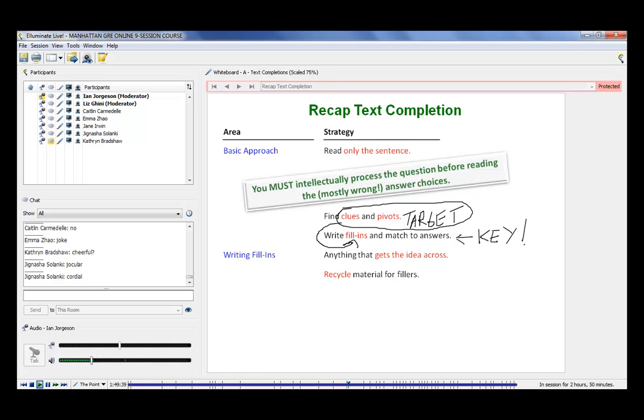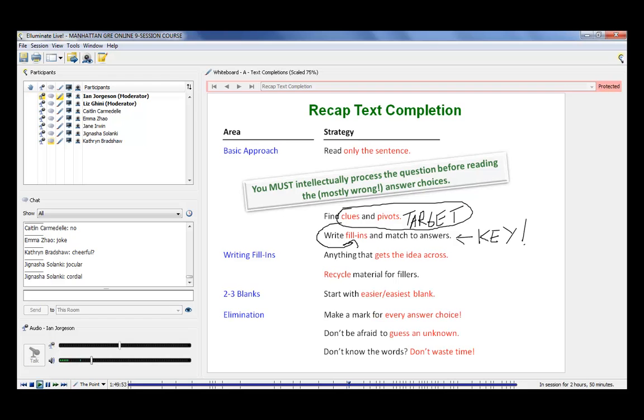So writing fill-ins, right? Anything that gets the idea across. If we need to recycle stuff, go for it. With the 2 to 3 blanks, just like we saw, we want to start with the easier of the blanks, and the easier really comes from which one has better clues. And finally, when we're eliminating, make a mark for every single answer choice. Even if you're sure it's wrong, mark down on your paper an X. Don't let yourself get confused later on in a problem with bad note-taking. If you've eliminated everything else, guess an unknown.